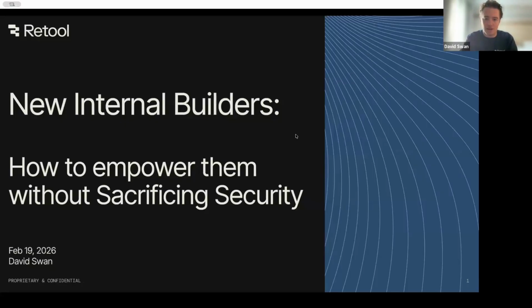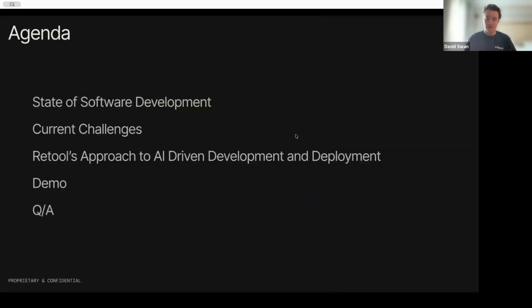So if I go in and check out our agenda today, first we're going to talk about the state of software development. What are our current challenges? What is Retool's approach to AI-driven development and deployment? And that is something I want to reference a lot: it's not just development, but also that deployment, that last mile problem.